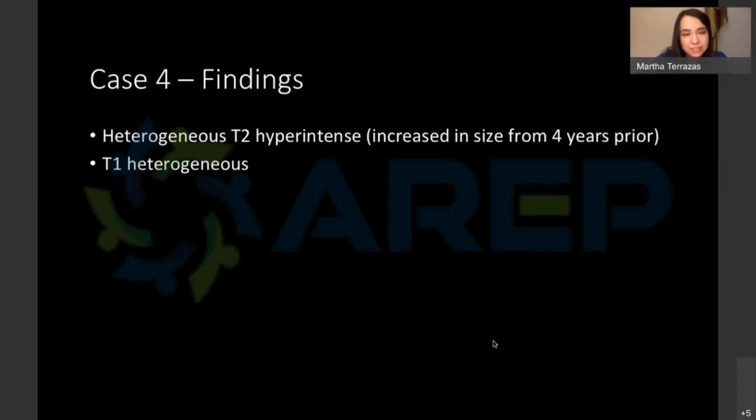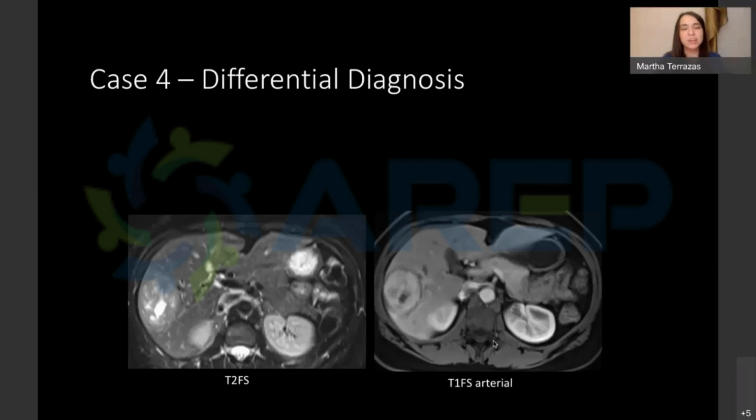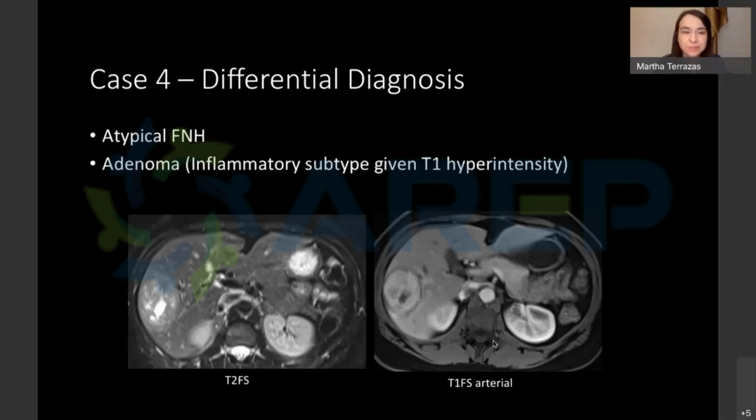It's a little heterogeneous on T1, a little bright on T1. And we have the arterial enhancement, persistent delayed phase enhancement, and no retention of contrast on our 20-minute hepatobiliary phase. So the differential diagnosis, I remember all my attendings sitting around and saying, I don't know what this is. So they said, it's not retaining the contrast on the 20-minute hepatobiliary phase, but are we dealing with an atypical FNH? Are we dealing with an adenoma? Because we did sort of have some mild T1 hyperintensity, and specifically the inflammatory subtype.